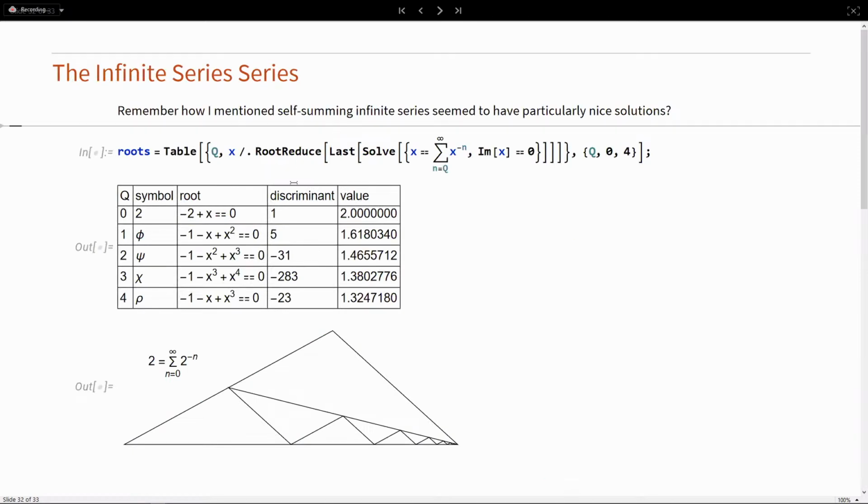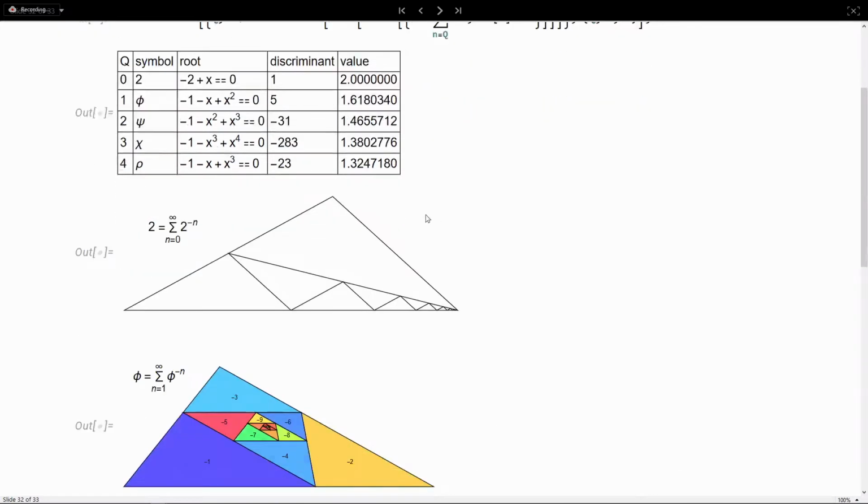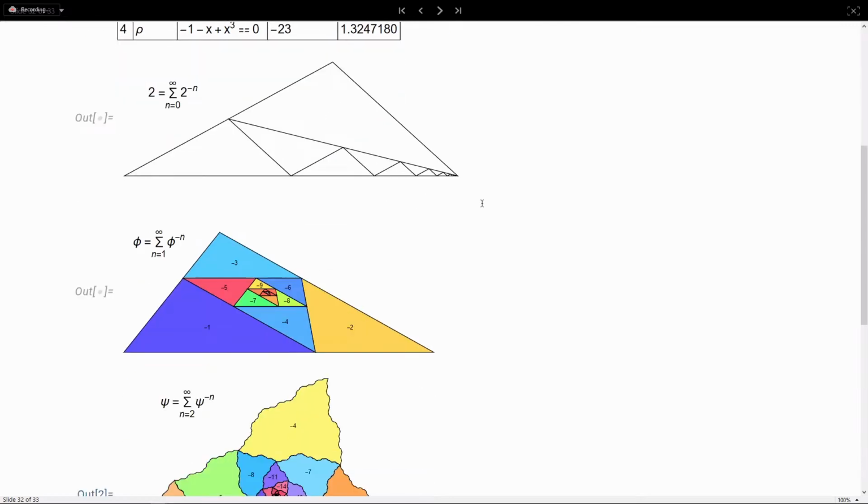So I mentioned these self-summing infinite series at the start: 2, golden ratio, the super golden ratio, the chi constant, the plastic constant. But it turns out, here's 2. This triangle has an area of 2. This similar triangle here has an area of 1. This one has 1/2, 1/4, 1/8, and so on. So 2 is equal to the sum of its reciprocal powers, starting with 0.